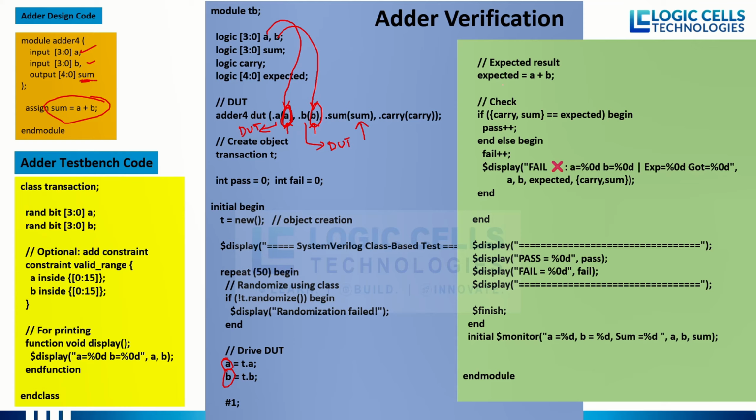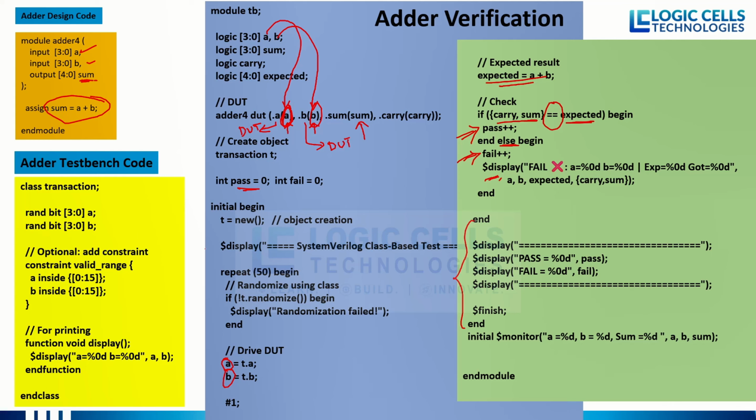Right? Now we can have an expected value inside and we can take this carry and sum, and along with the expected we can compare it here. If it is pass, we are increasing a pass. Initially it will be 0. Then we will be increasing fail. If it is failed, else part, then we will be displaying fail. These things are same as before.